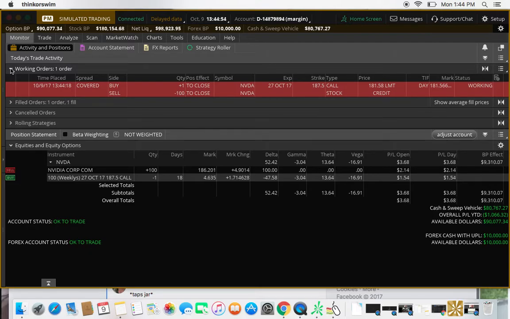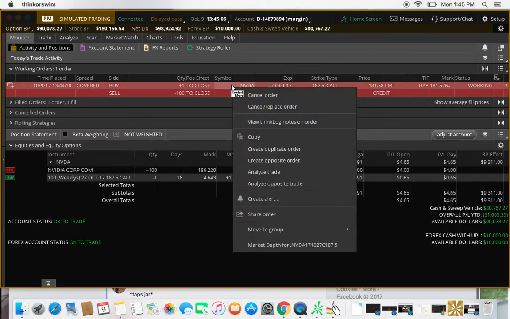It's because there's a delay in paper money, right? Oh, okay. 20-minute delay. So go ahead and right click on top of this order. It doesn't matter where you do it, just anywhere on there. Okay. And then choose cancel replace.